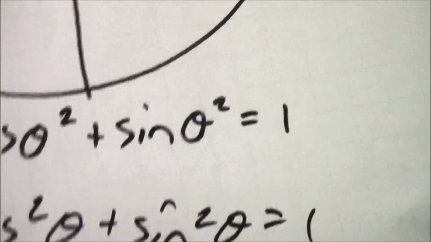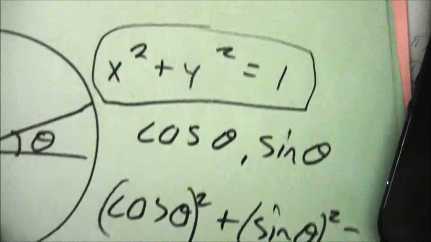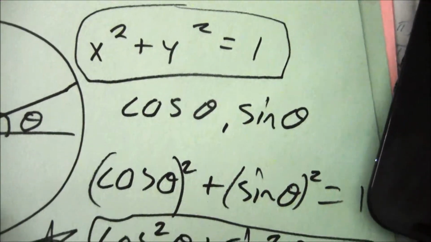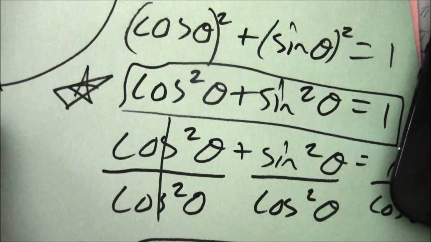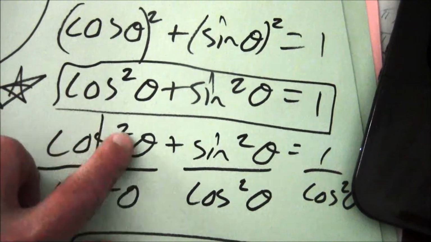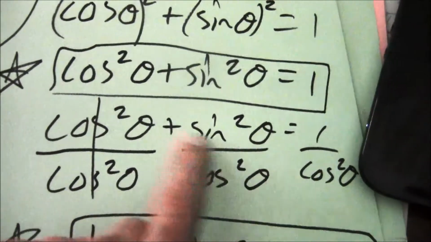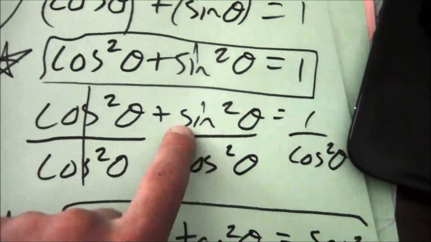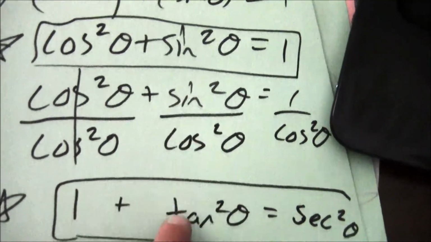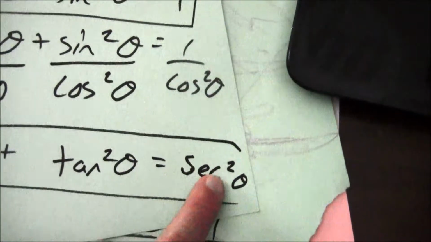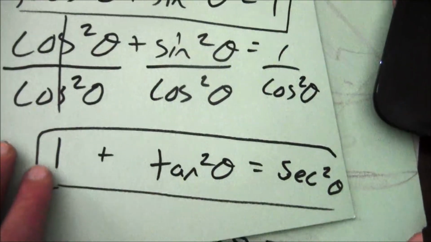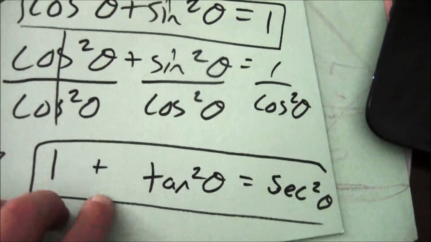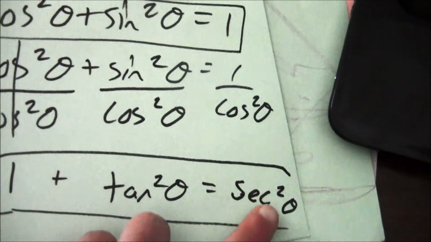Now, to go any further, you can divide that whole equation by cosine squared. Here are the same equations. Divide all by cosine squared, and then these cancel out and equal 1. Then bring down your plus. Sine squared over cosine squared is tangent squared, and 1 over cosine squared is secant squared. So there's your second basic trigonometric identity: 1 plus tangent squared theta equals secant squared theta.